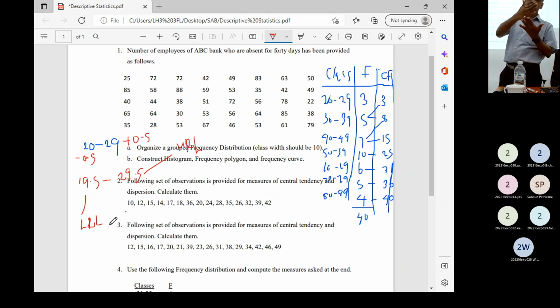Right, mathematical limits. Mathematical limits means sometimes, depending on the data type, we cannot use 0.5 in the real world, but for calculation purposes we adjust by 0.5.